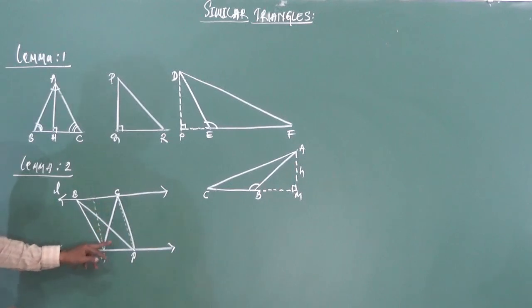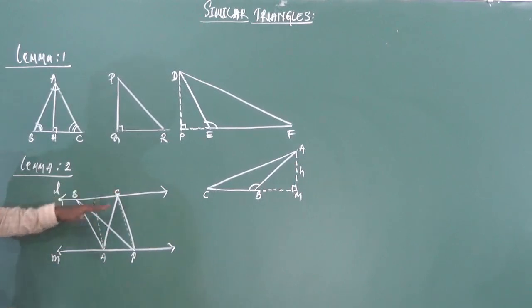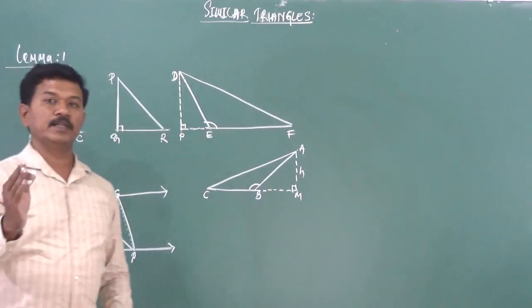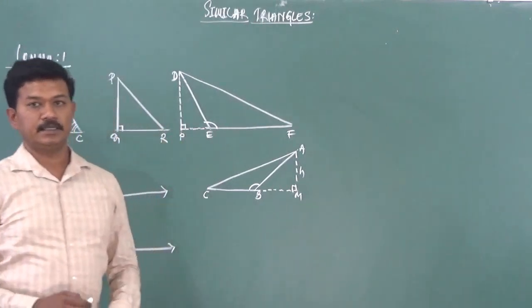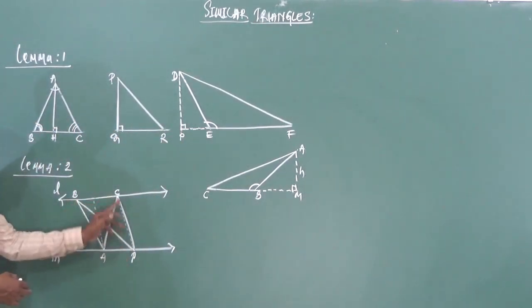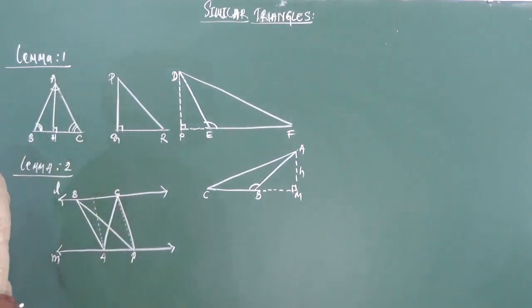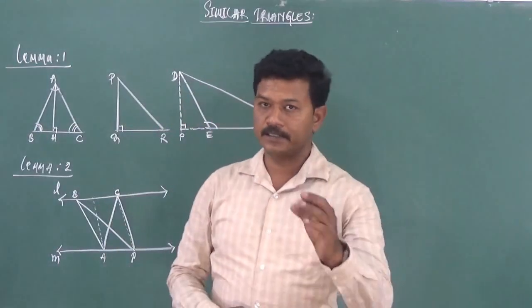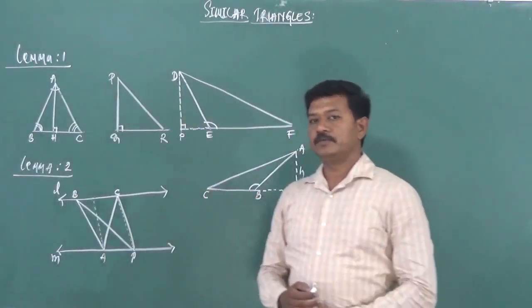So if two triangles are on the same base and between the same parallels, then they are equal in their areas. That is, area of triangle ABC will be equal to area of triangle BPC. So this is lemma 2. This is what you have learnt in your 9th standard triangles chapter in geometry, right?